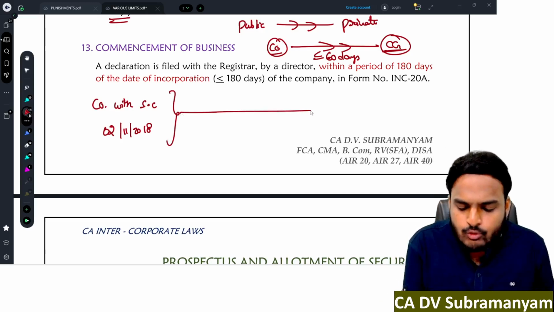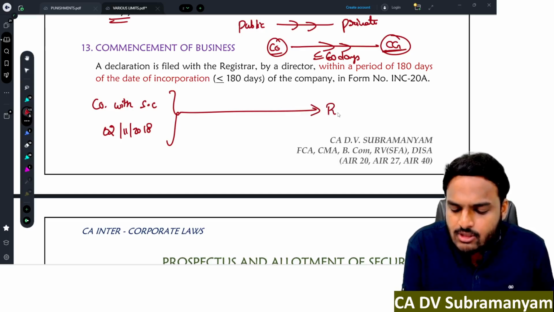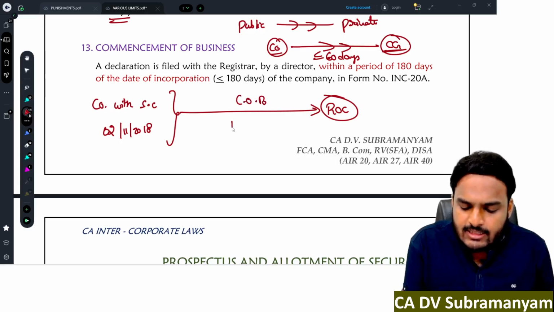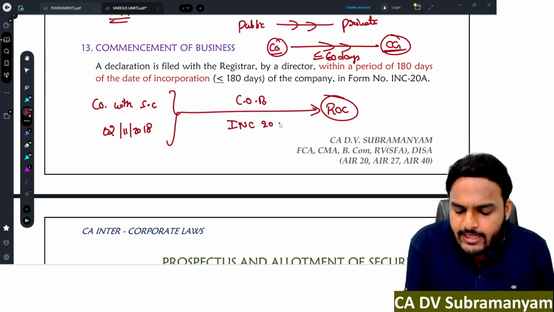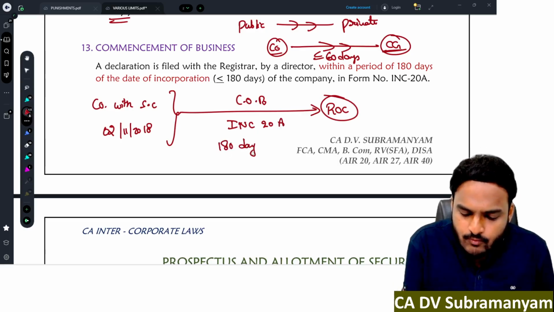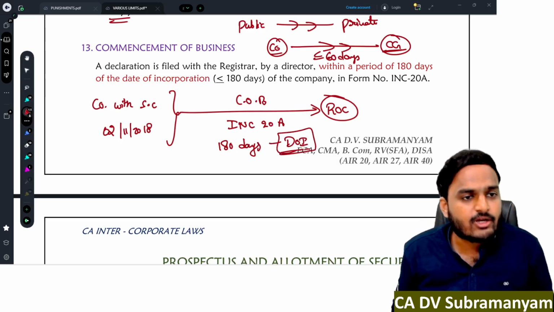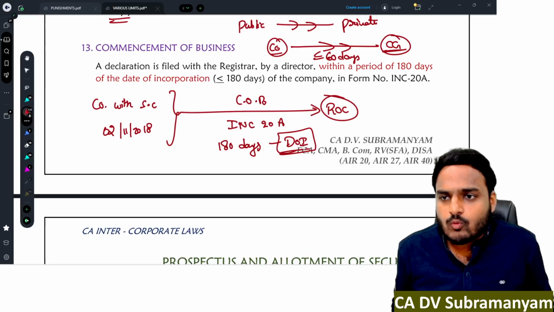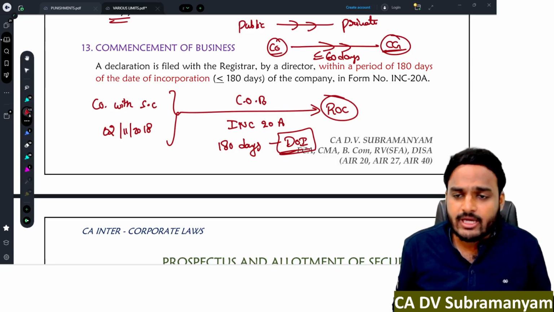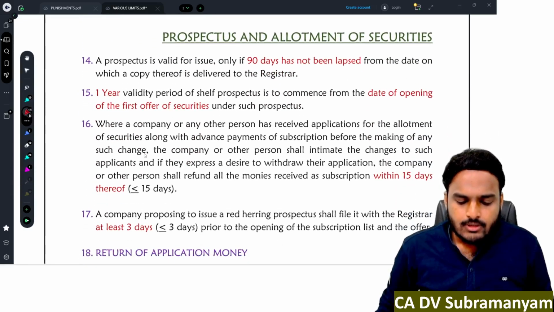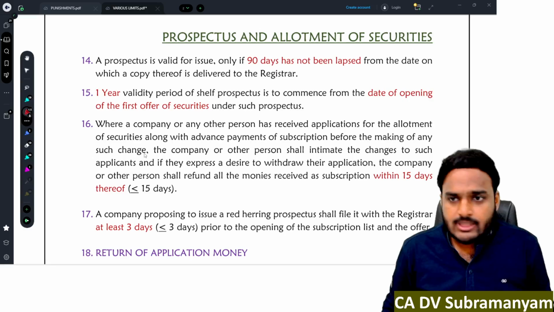These companies have to file a declaration with registrar of companies. This declaration is all about commencement of business and the applicable form is INC 20A. The time limit is 180 days of date of incorporation. Within 180 days of date of incorporation, company has to file a declaration with ROC. Form number INC 20A. Time limit is 180 days. So with this, incorporation of companies also completed.